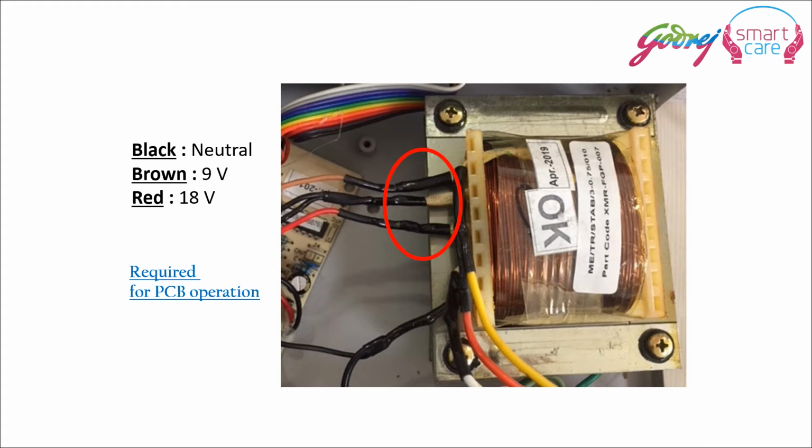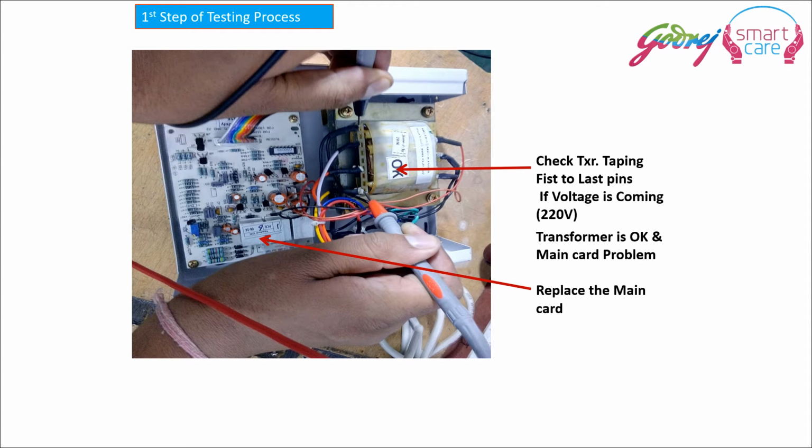The transformer also gives somewhere around 12 to 18 volts AC through a separate set of wires: black, brown and red. Black is neutral, black and brown would give 9 volts, and black and red will give 18 volts AC, which is required for the PCB operation.